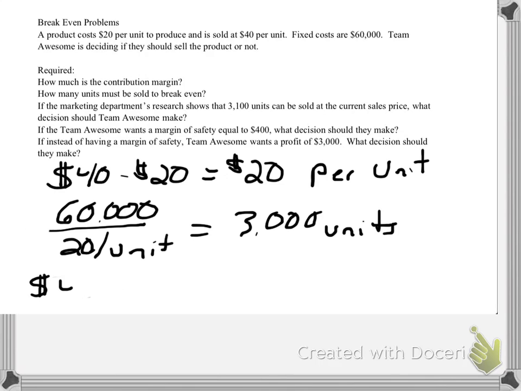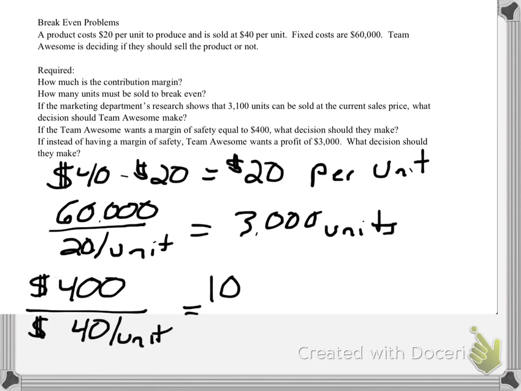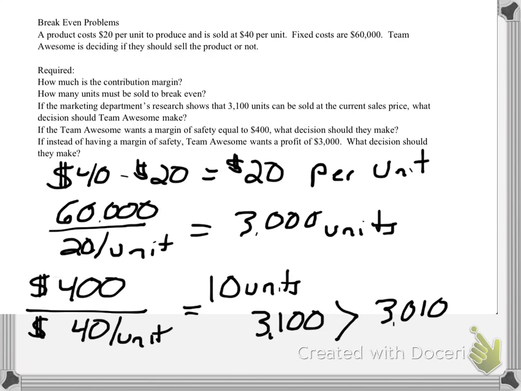In this case, we know they want a $400 margin of safety, and we know that the sales price is $40 per unit. So you end up knowing you need to have 10 extra units sold for a margin of safety. Management's decision is still the same. Marketing says they can sell 3,100 units, and that's greater than the 3,010 units that you have to sell in order to have the margin of safety: the 3,000 break even plus the 10 extra units. So your decision should be to inform management to go ahead and sell again in this item.